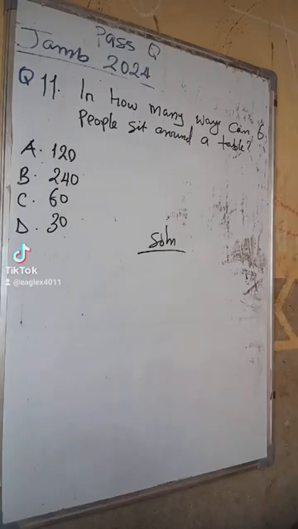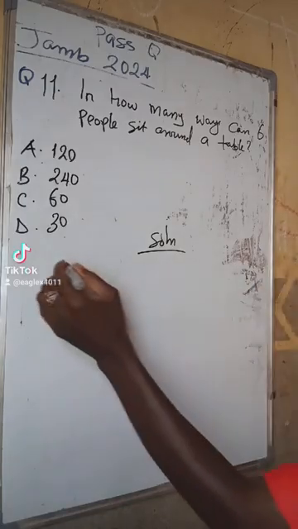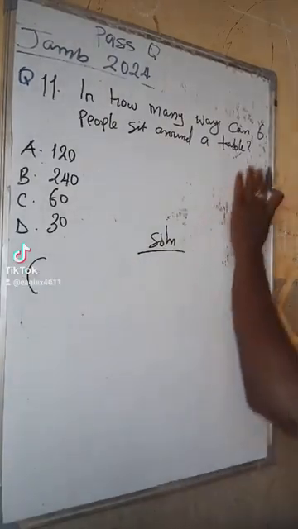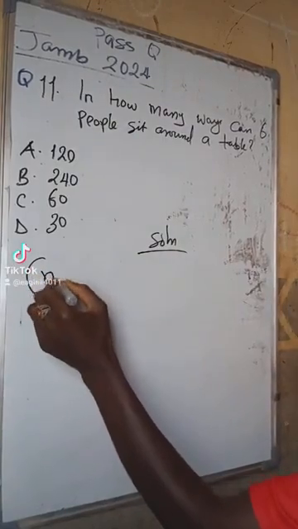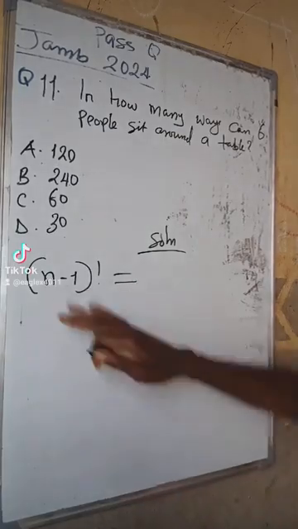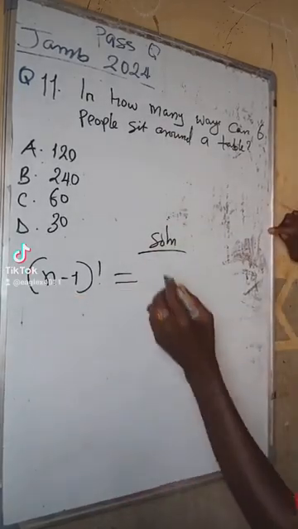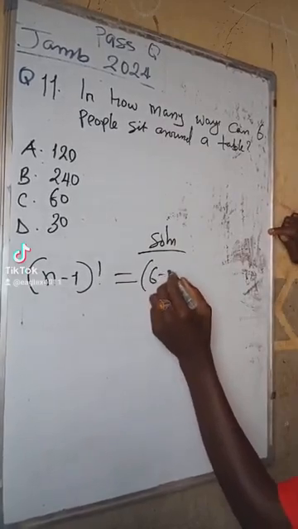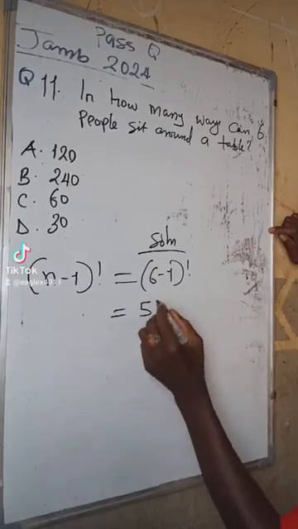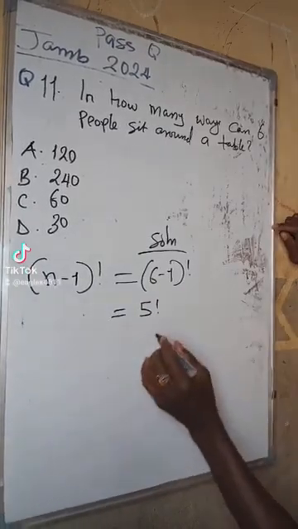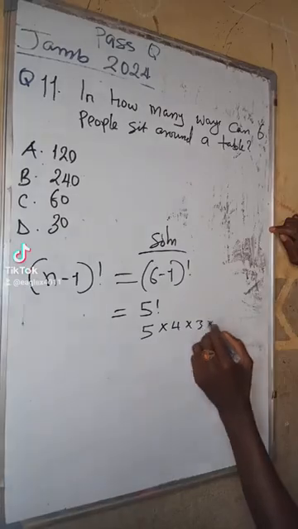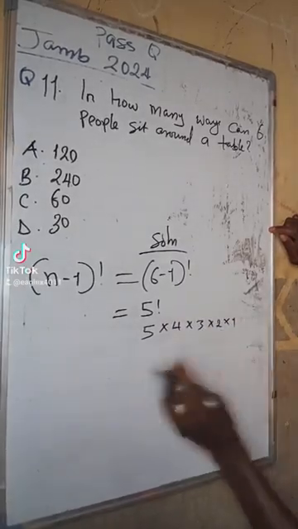The formula for such a question is always (n minus 1) factorial, but our n here is 6. So we will simply write 6 minus 1 factorial, and this is nothing but 5 factorial. And 5 factorial is nothing but 5 times 4 times 3 times 2 times 1.